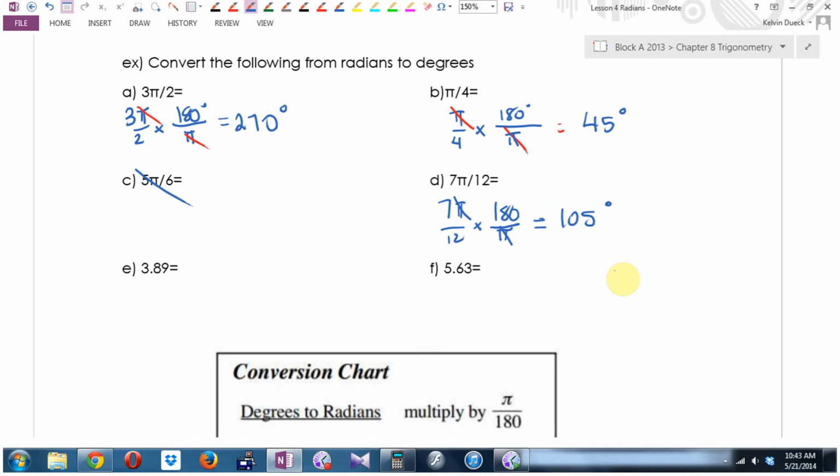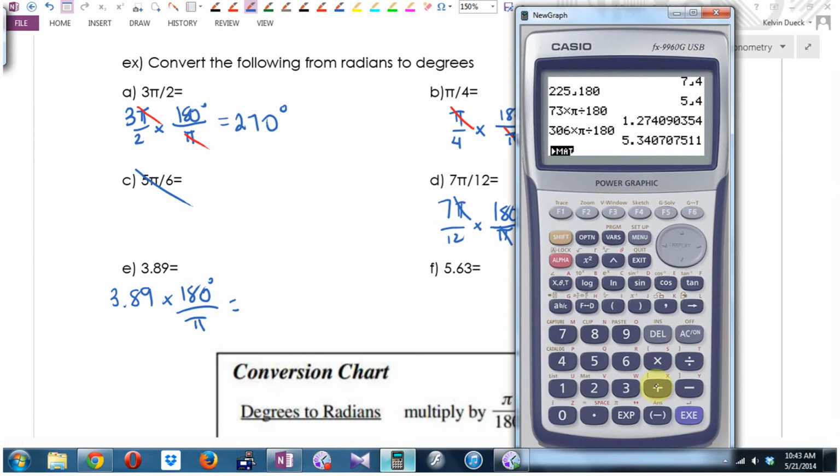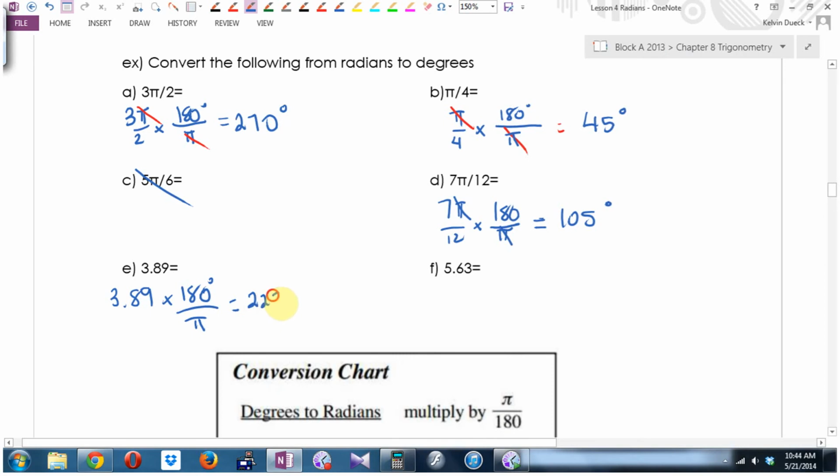3.89. Do you think this one's going to work out evenly, or do you think this one's going to work out to a decimal? How do you know, Jacob? You're right, because you're starting out with a yucky decimal. So I'm just going to go 3.89 times 180 divided by pi, and I'm going to do that on my calculator. I'm going to go 3.89 times 180 divided by pi button. 222.9 degrees.